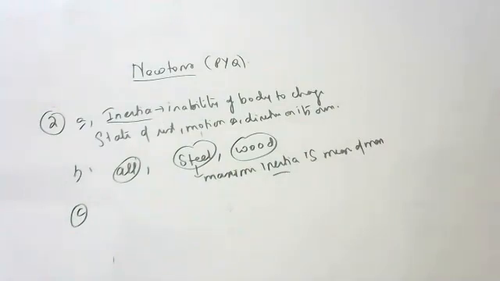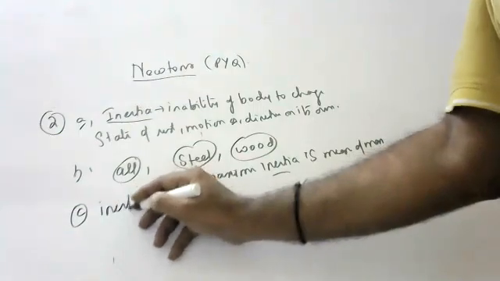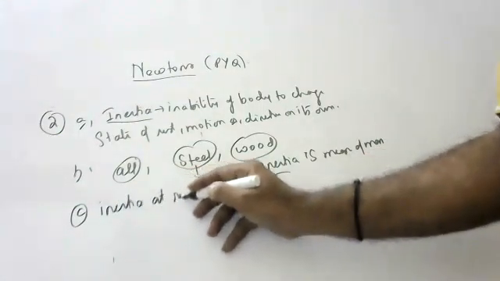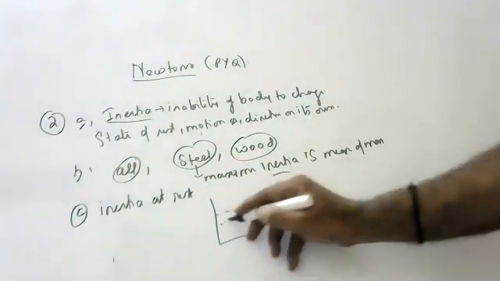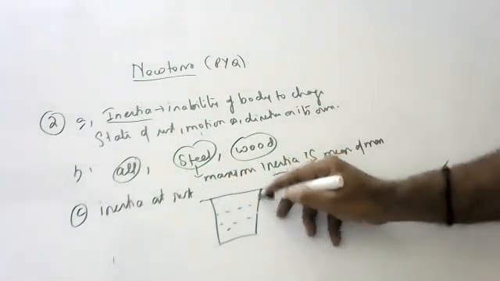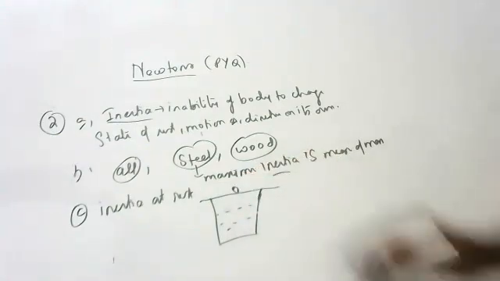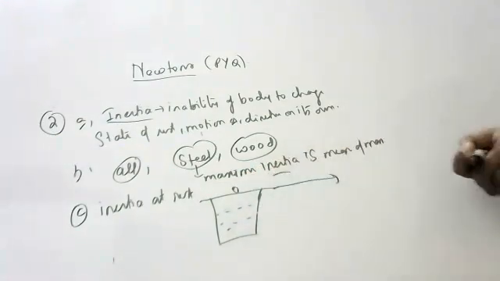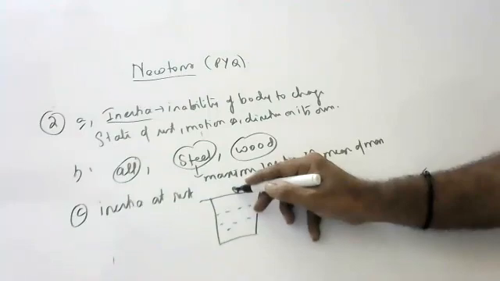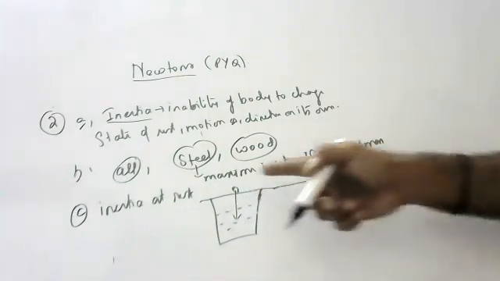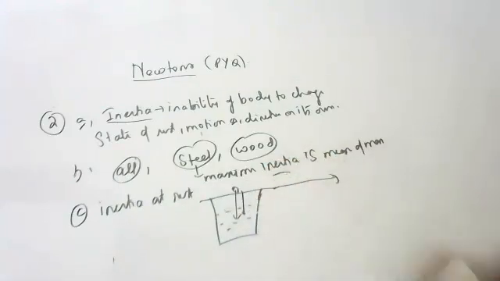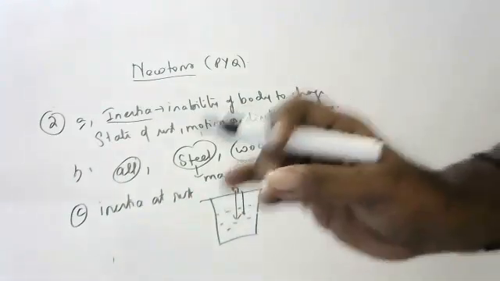Describe in brief an activity to illustrate the property of inertia at rest. For inertia at rest, any example you can give, children? Take a glass of water. Put a cardboard and put a coin on it. Suddenly slip the cardboard, suddenly take out the cardboard. Due to inertia of rest, the coin falls in the water. You should take it suddenly, not slowly. If you take it suddenly, the coin will drop down and fall into the water because of inertia.